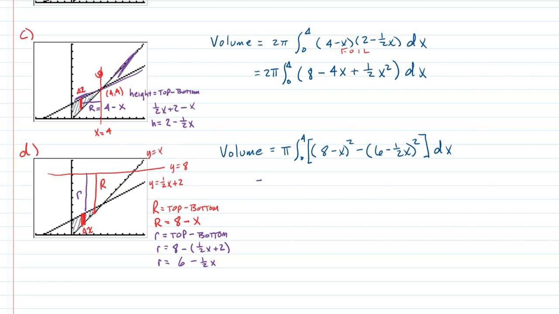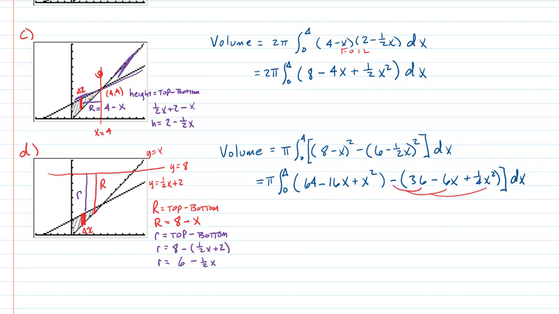So that's going to give us pi times the integral from 0 to 4 of, when I square 8 minus x, we square the first term, double the product, and then square the last term, minus, and then do the same thing. Square the first term, double the product, and then square the last term. And then what we need to do is distribute this negative and combine like terms.